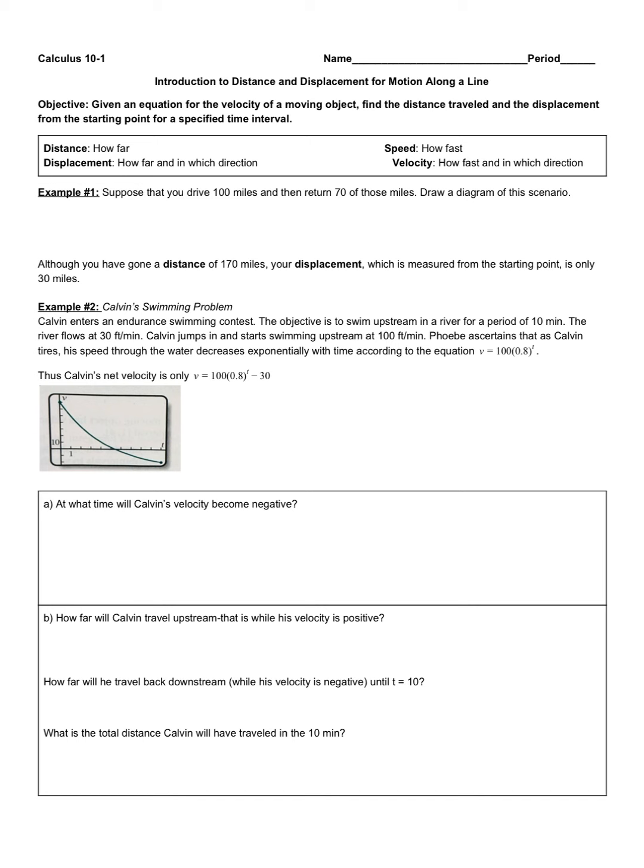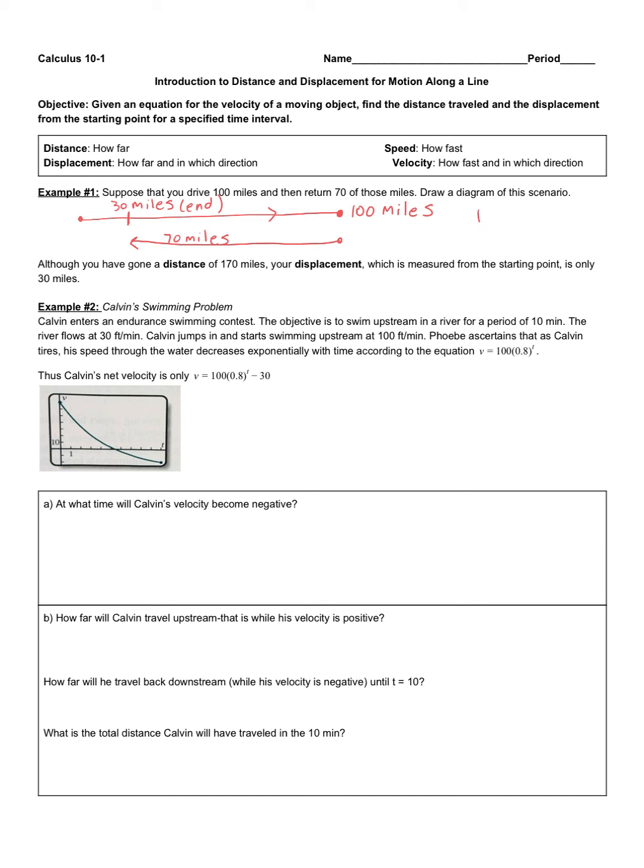Example number 1 gives us a nice example of the difference between displacement and distance. So, say we start here, and we are going to drive 100 miles. Okay, so we drive 100 miles out. But now, what if we turn back and drive back 70 miles? Okay, so we drove back 70 miles. Well, where did we end up? We ended up 30 miles from where we started. That's where we ended up.